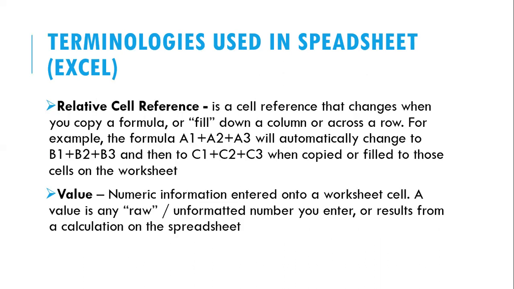Relative cell reference is a cell reference that changes when you copy a formula or fill down a column or across a row. For example, the formula A1 plus A2 plus A3 will automatically change to B1 plus B2 plus B3, then to C1 plus C2 plus C3 when you copy it to those cells on the worksheet.